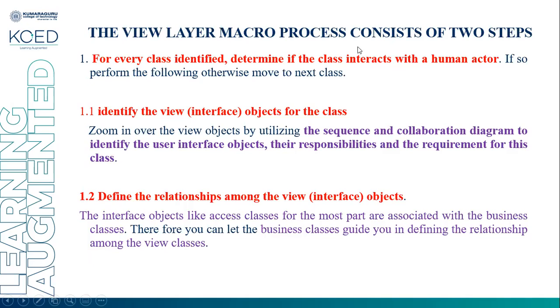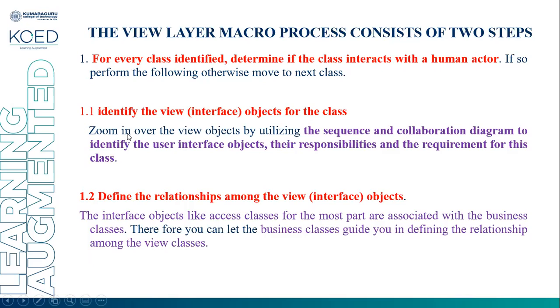The view layer macro process consists of two steps. For every class identified, determine if the class interacts with the human actor. If so, perform the following sub steps. Otherwise, move to the next class.